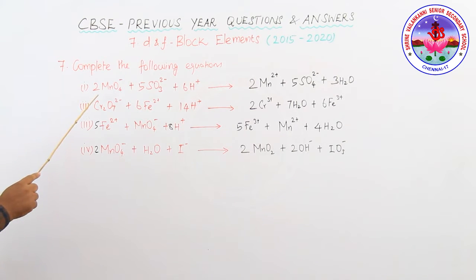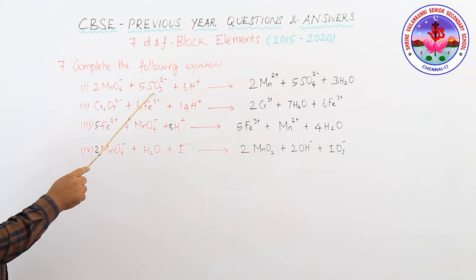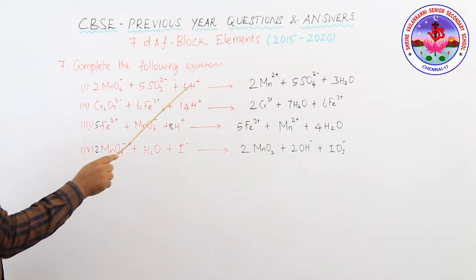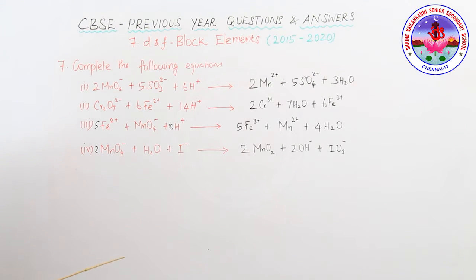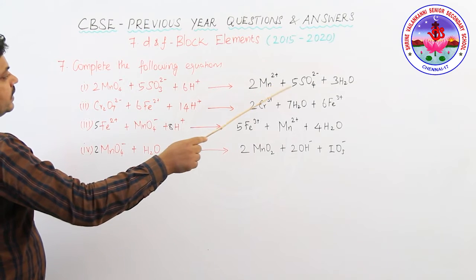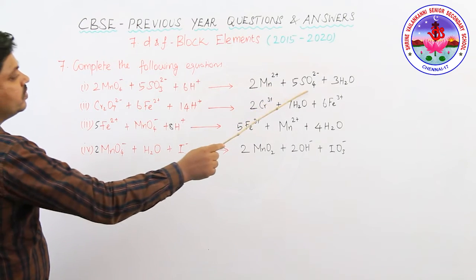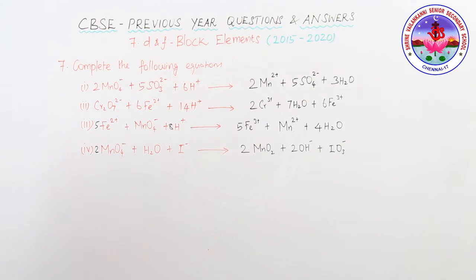The first question is 2 MnO4 minus reacting with 5 moles of SO3 2 minus and 6 moles of H plus. The H plus indicates acid, you know that. See what the answer is. MnO4 minus converts to Mn2 plus, SO3 2 minus converts to SO4 2 minus, and this gives water. So here is the balanced chemical equation.